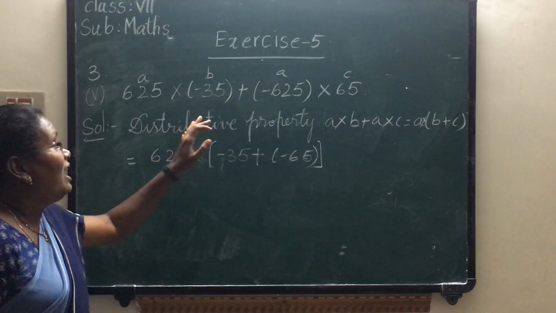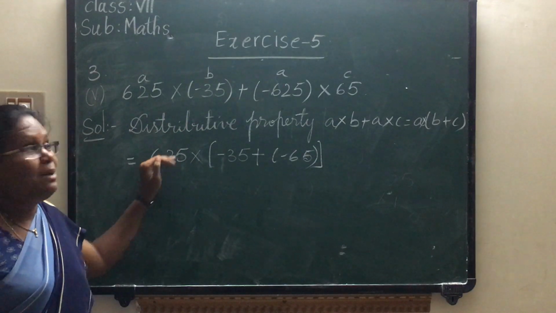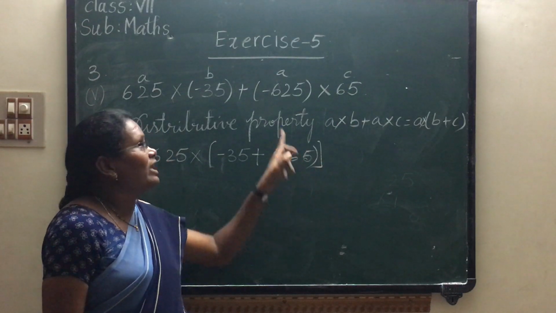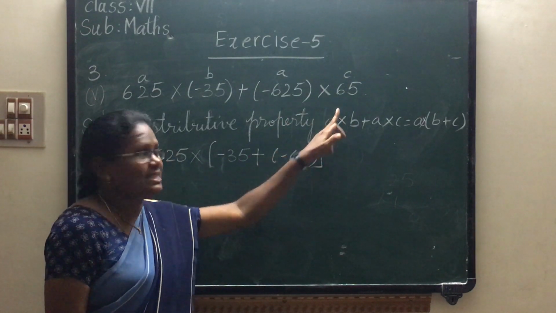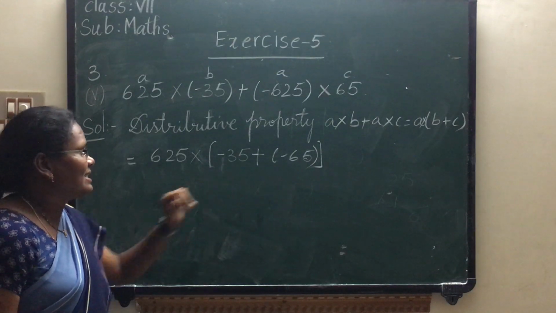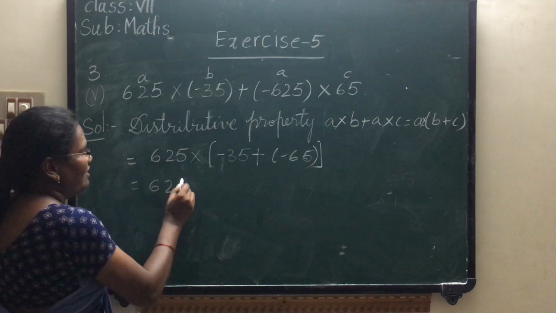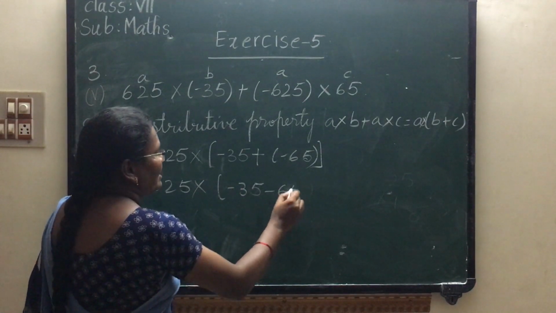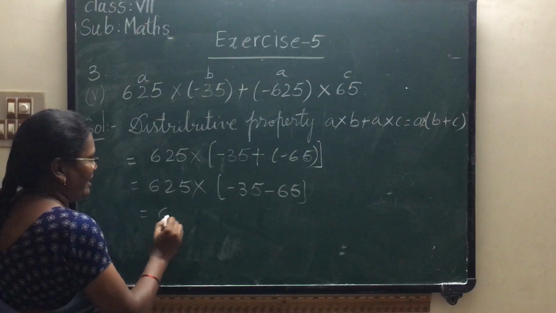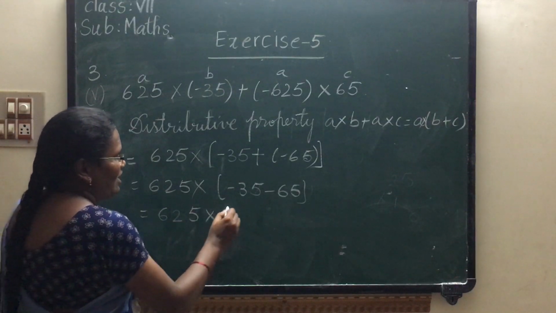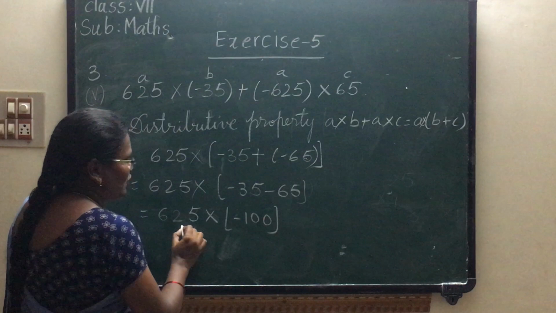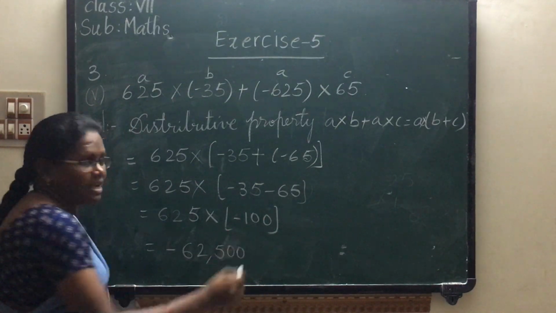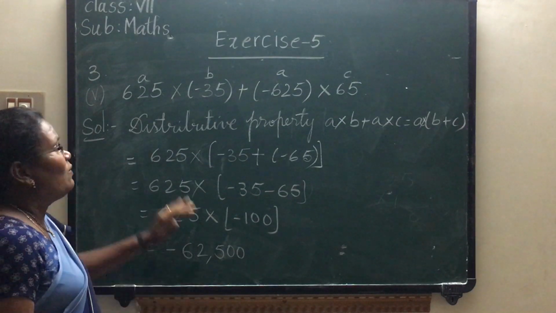See children, here I have to take 625 only, but the minus sign is there. This minus sign is transposed to this, minus 65. So 625 into minus 35 minus 65. Minus 35 minus 65 is equal to how much, children? Minus 100. 625 into minus 100. 625 into 100 is equal to minus 62,500.